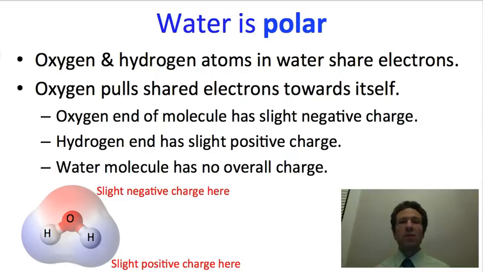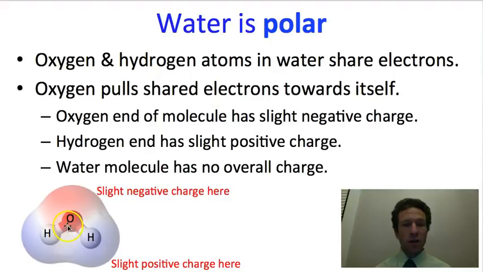To return to a subject we talked about a couple lectures previously, water is polar. And what this meant was that the oxygen and hydrogen atoms in water share electrons. In other words, there's a bond that connects them. However, oxygen is able to pull more strongly on the shared electrons than are the hydrogen atoms.